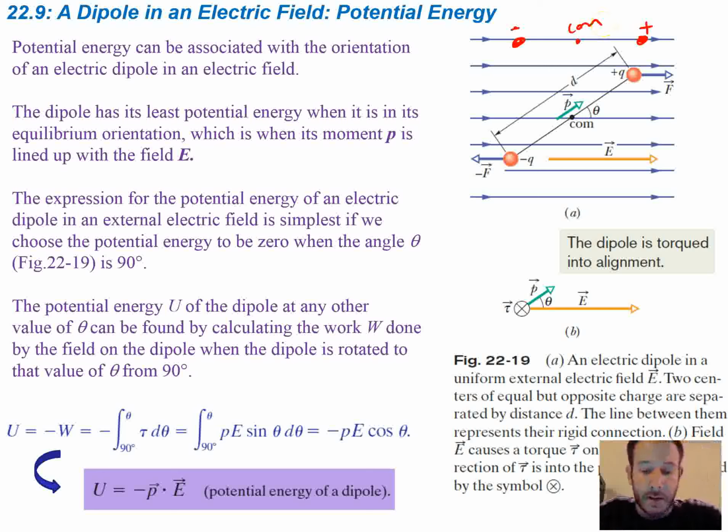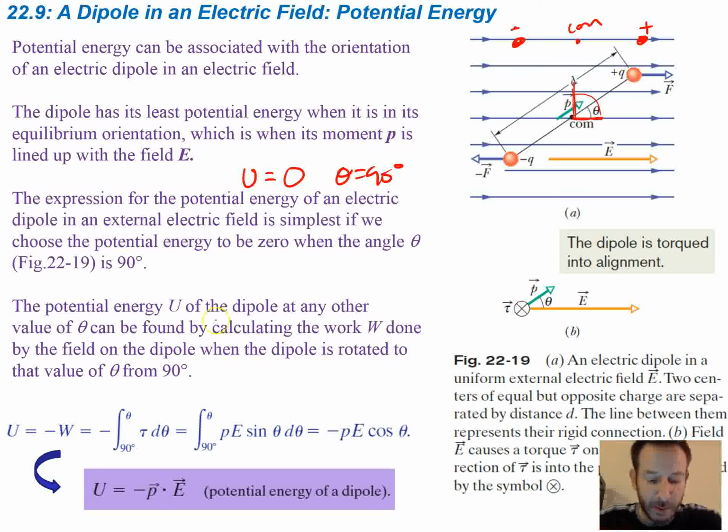So the expression for the potential energy of an electric dipole in an external electric field is simplest if we choose the potential energy to be 0 when the angle theta is 90. All right, so U is going to be 0 when theta is 90 degrees. So this is our angle theta right here. If we had an orientation like this between the dipole and the electric field, that is when the potential energy is going to be 0.